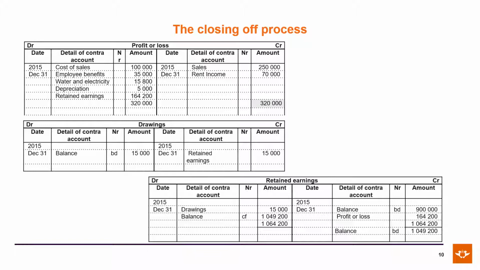The profit that was made of 164,200 will now be debited against the profit or loss account, and then you're going to credit the retained earnings account. This is just transferring the profit or loss of the entity to the retained earnings account. Then also, drawings account have a debit balance, so to close it off you need to credit, and the account that's going to be debited will be the retained earnings account. Then after that you will need to balance off your retained earnings account as per normal.